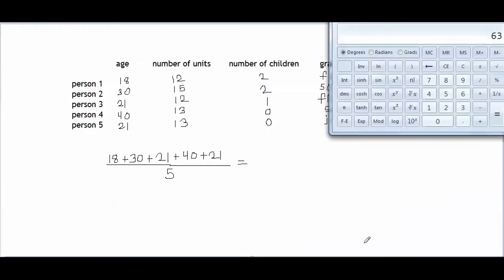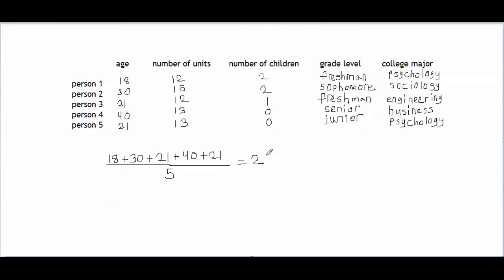Let's find out what the total equals. The total is 130, and we divide by 5, we get 26. The mean age in this data set is 26.